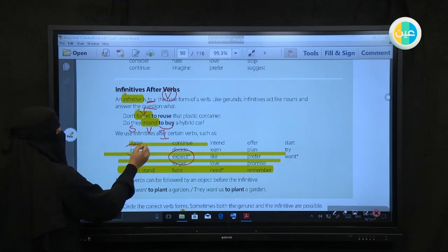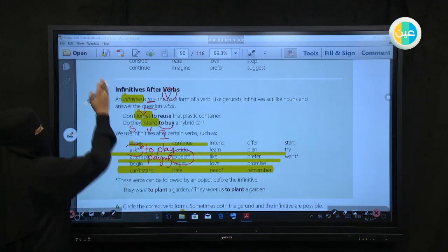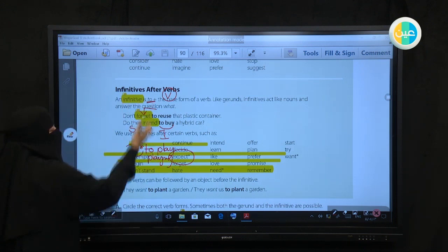بيجي بعدها ممكن infinitive، مثلا to play. ممكن يجي بعدها playing بالing. فالأفعال اللي جنبهم نجمة خلي بالك إنه you can actually use both. ممكن يجي بعدهم الing الgerund وممكن يجي بعدهم الinfinitive اللي هي to مع الverb base form. Okay? Alright, keep that in mind please.